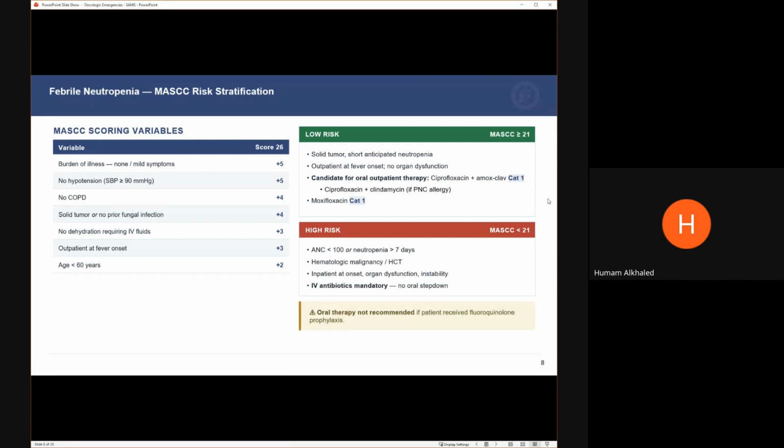One big point is if patients have been receiving fluoroquinolones in the past, regardless of their low risk or high risk, you really can't use fluoroquinolones to treat, because if they are infected, they have developed a resistance to the fluoroquinolone that they're on.